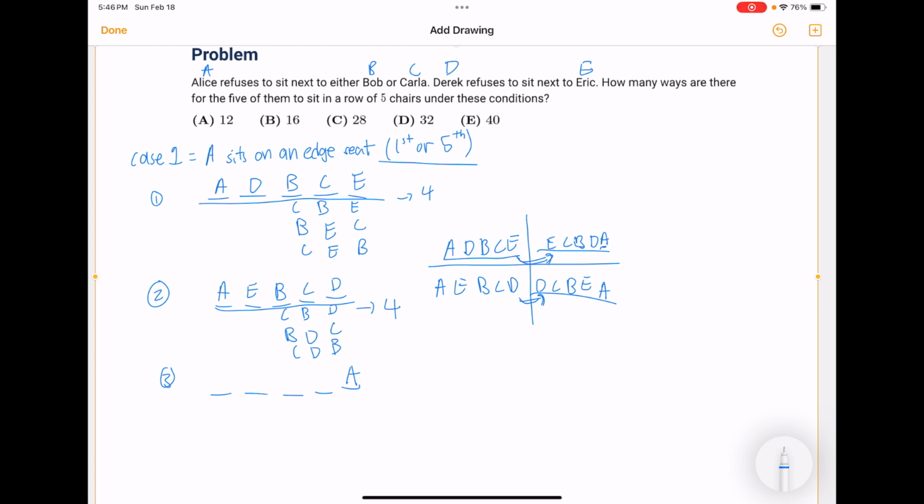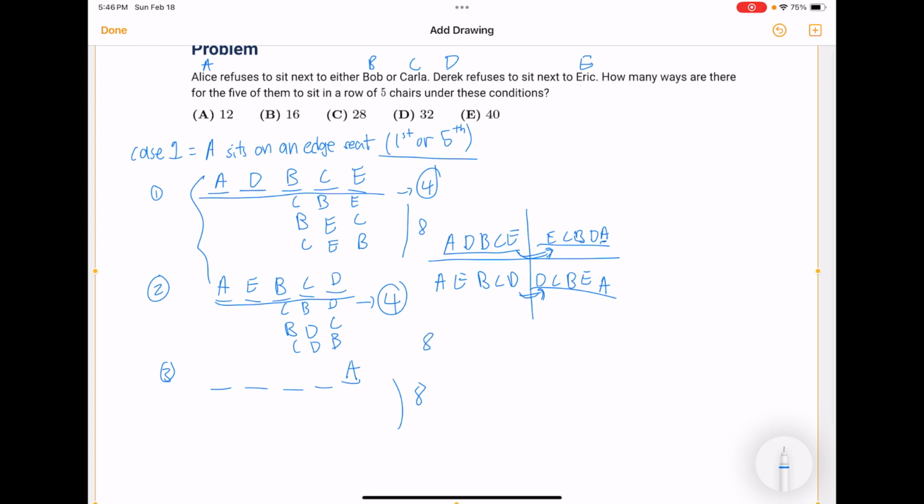So when A is in the first chair right here, we have 4 from the first scenario, 4 from the second scenario, so this would give us 8. And then, as I just said, there should be the same amount of arrangements for when A is in the last chair, so there would be 8 as well. So 8 plus 8 is 16. So under case 1, when A sits on an edge seat, either the first or last chair, there's 16 possible arrangements.